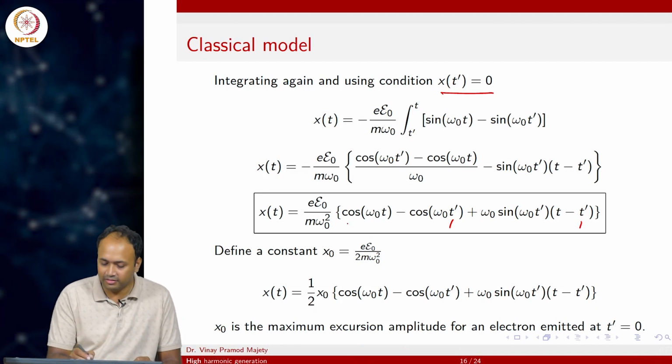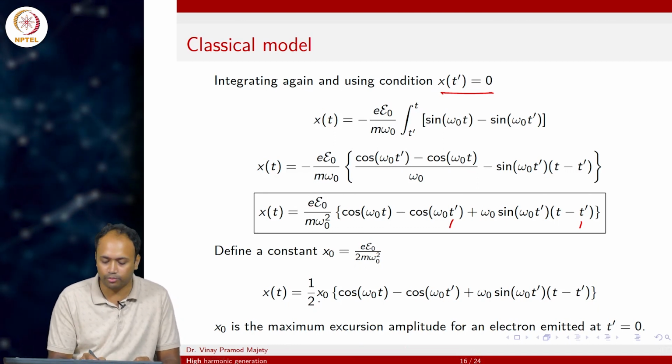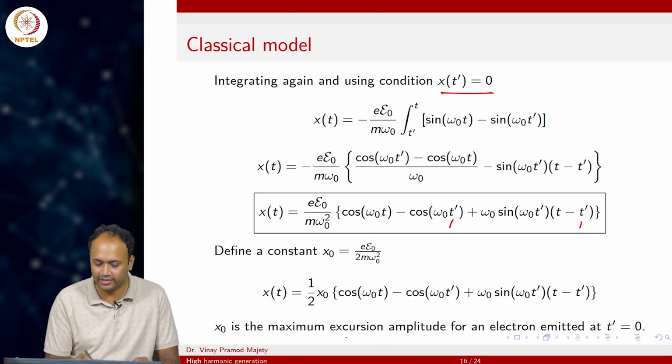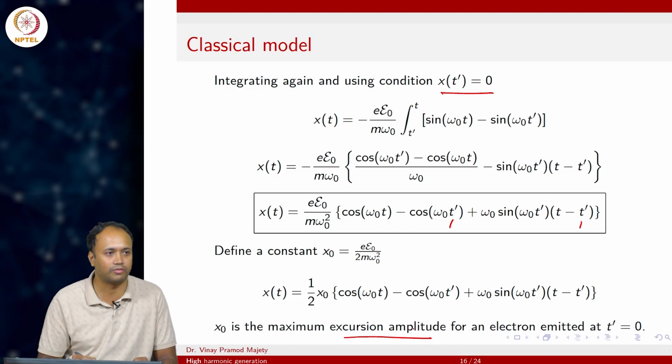Now, you can collect all these coefficients and put them together as x naught, and this is some maximum amplitude. It is called the excursion amplitude associated with the motion of the electron.